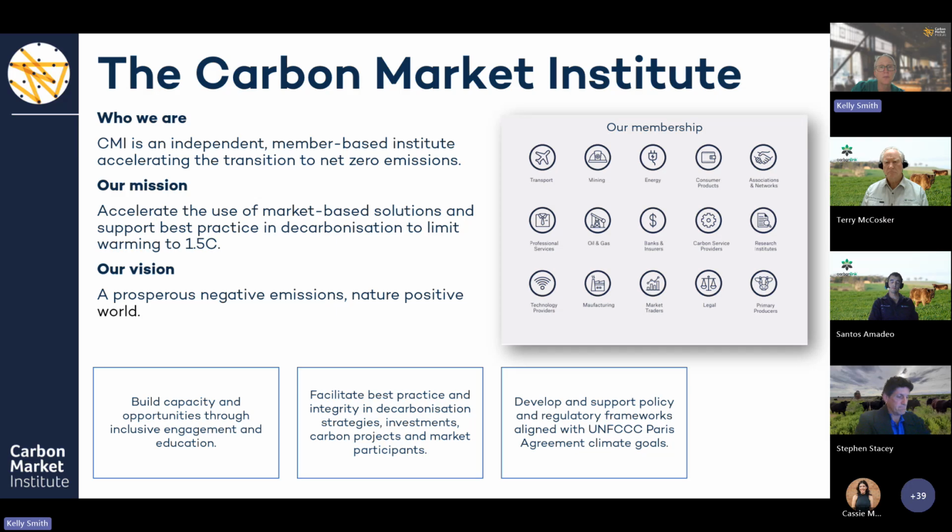Our activities include building capacity and opportunity through inclusive engagement and education, facilitating best practice and integrity in decarbonisation strategies, investments, carbon projects and carbon market participation, as well as developing and supporting policy and regulatory frameworks that align with the UNFCCC Paris Agreement. And while the CMI engages closely with our members, it remains independent from the organisations within the membership seeking to advance positions that ultimately align with those international objectives.